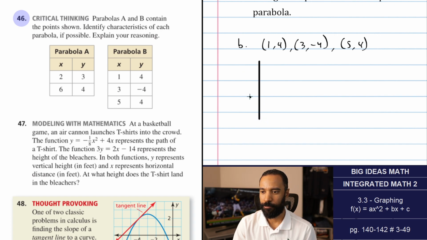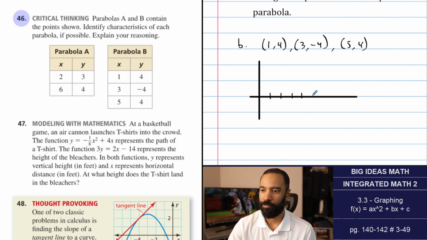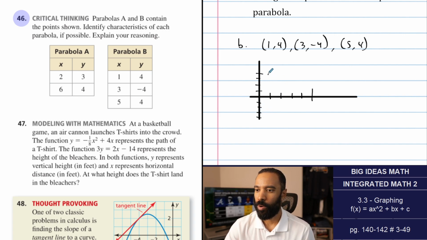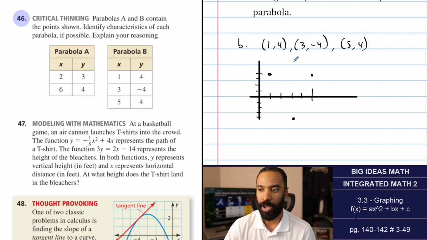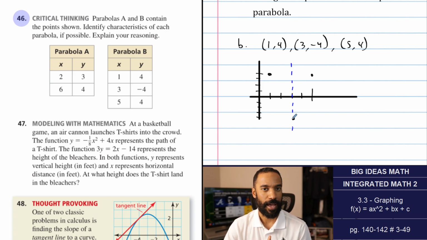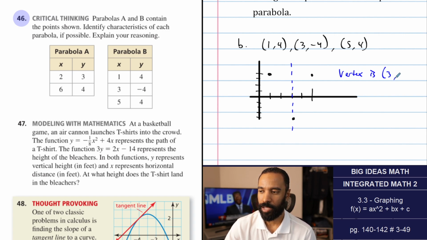Same thing. This is kind of first, also fourth quadrant. But we have like 1, 2, 3, 4, 5, and like 1, 2, 3, 4. Okay, 1, 4, 3, -4, 5, 4. There's a lot of things we can get out of this. I could make a full equation if I wanted to. They just said identify characteristics though. For one, this is the vertex. These 2 points are the same height, and they are the same distance away from this value, right? So this is the vertex. So vertex is 3, negative 4.